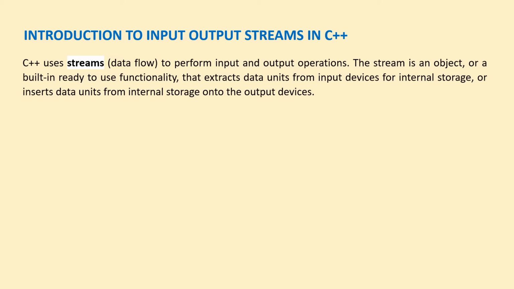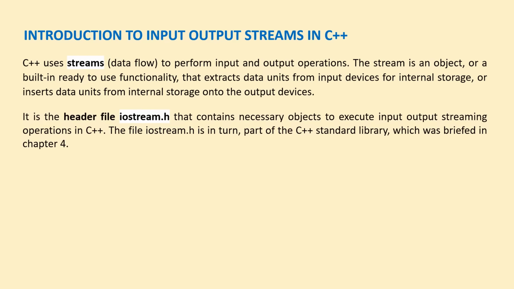The stream is an object, or a built-in, ready-to-use functionality, that extracts data units from input devices for internal storage, or inserts data units from internal storage onto the output devices. It is the header file iostream.h that contains necessary objects to execute input-output streaming operations in C++. The file iostream.h is in turn part of the C++ standard library which was earlier briefed in Chapter 4.